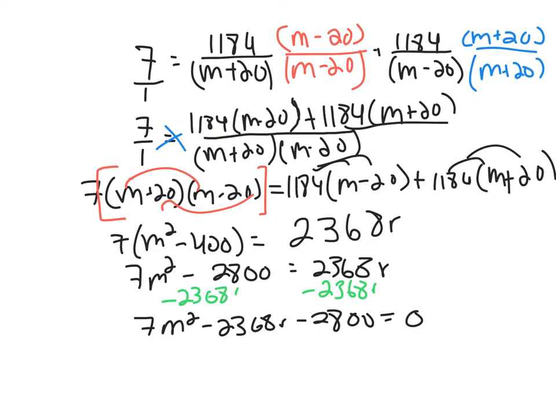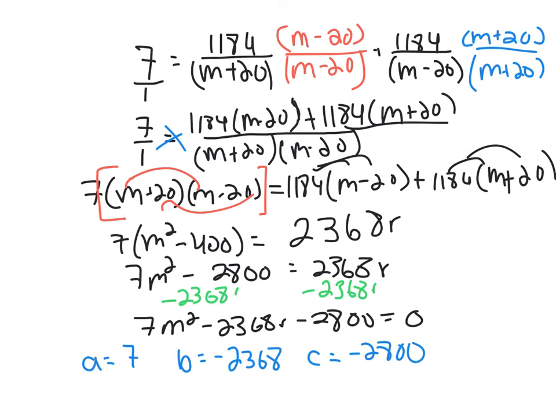Now, typically with an algebraic expression or equation, we would look to try and factor this. But as you can see, these numbers can be kind of messy. Our a value isn't 1. So I'm going to just jump right to the quadratic formula, where my a value is 7, my b value is negative 2368, c value is negative 2800.